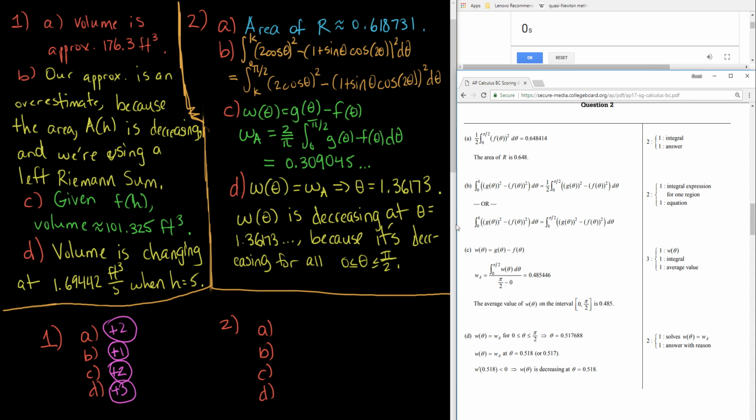All right, part A, they just ask you to get the integral right and get the answer right, and, well, we got both right. So, oh, wait a minute. Did we? We didn't. Or did I not write it down right? Wait a minute. Oh boy. They say 0.648414. I say 0.648.